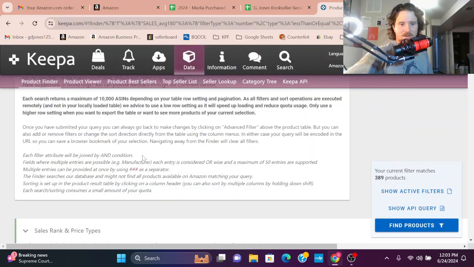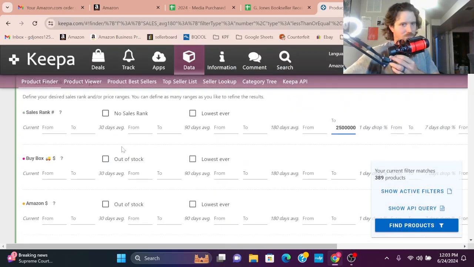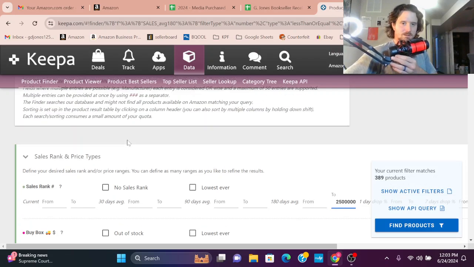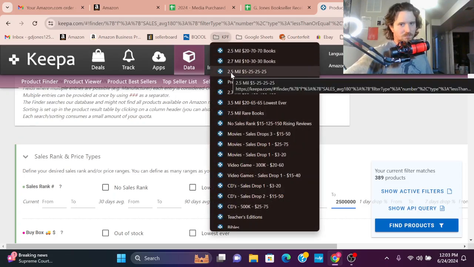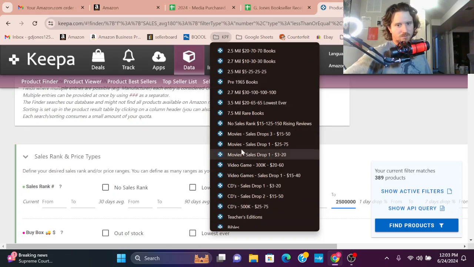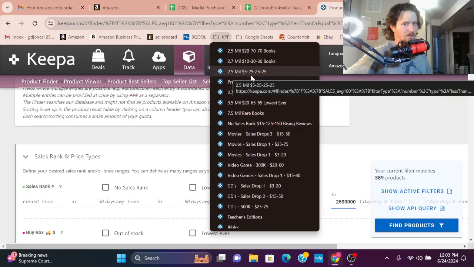Technical issues. All right. So, what I was doing this morning was trying to figure out what I wanted to do. I went over the Keepa Product Finder, and for context, all of these are filters that I have that I will go through. Some of them I don't use anymore. I probably need to delete some of them.